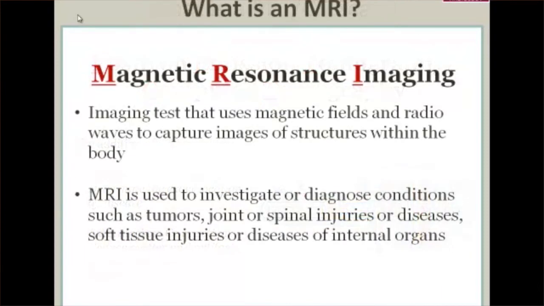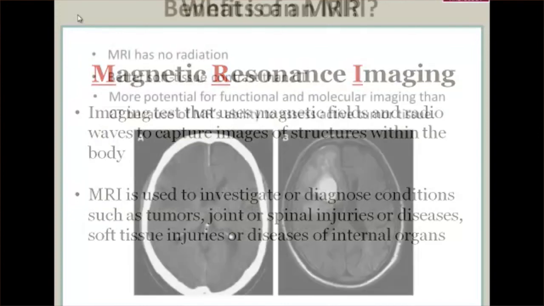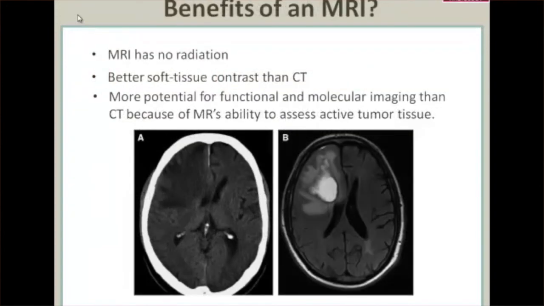MRI is an imaging test that uses magnetic fields and radio waves to capture images, and it's used to investigate or diagnose conditions like tumors, joint or spinal injury, soft tissue injuries, or disease of the internal organs. MRI is great in telling us about our soft tissues. It gives us lots and lots of information. So for example, some of the other benefits: MRI has no radiation, it has better soft tissue contrast than CT, and it has more potential to give us more information. That's a whole lot of words there. Basically, that says you can get more information out of an MRI.